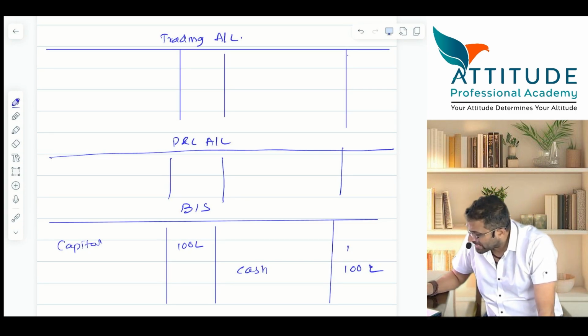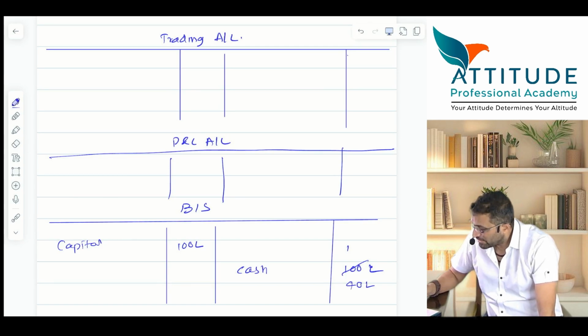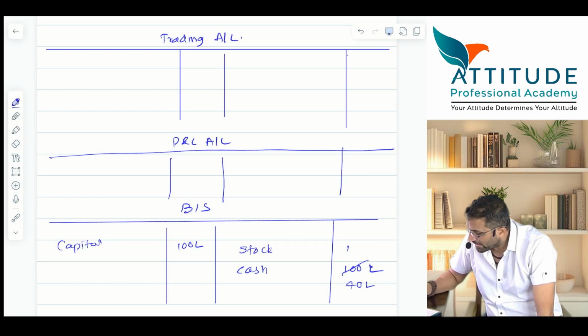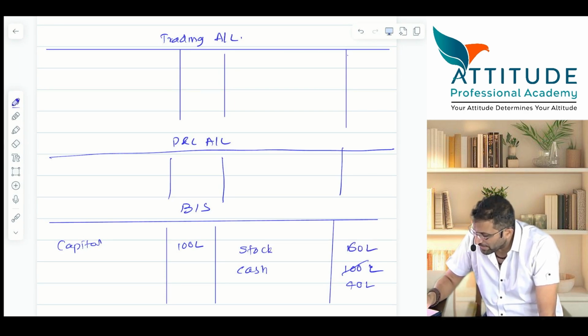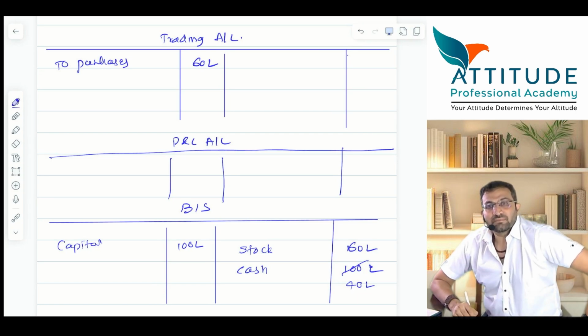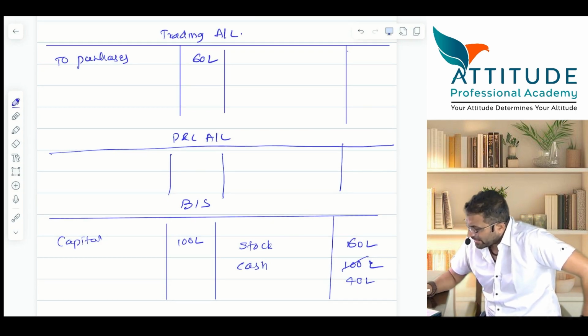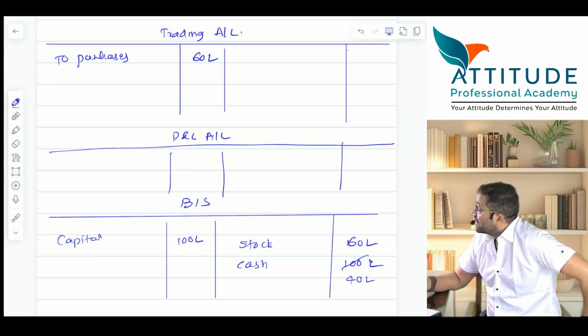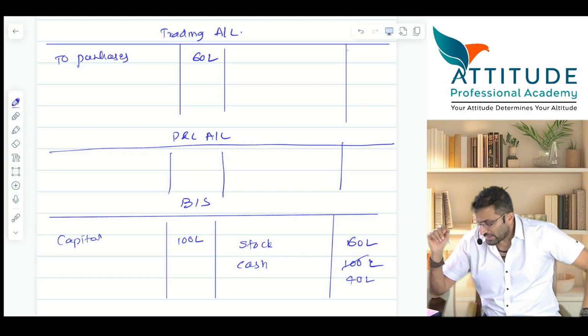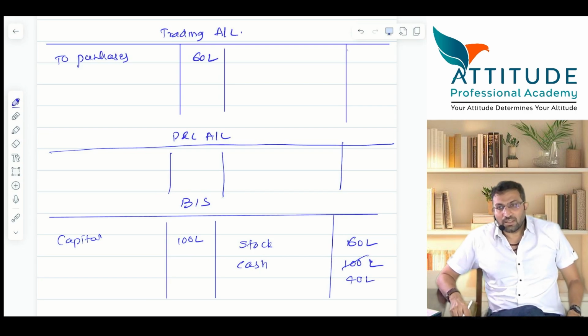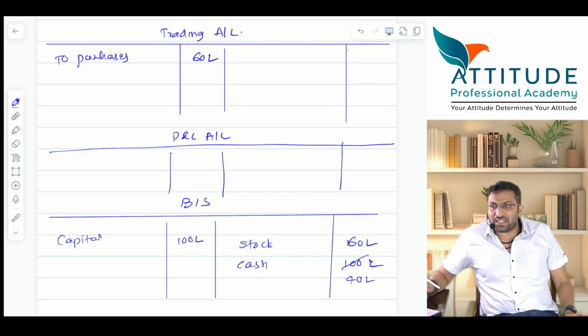Cash reduces. Now how much cash is left? 40 lakhs. Correct? Stock increases by how much? 60 lakhs. Balance sheet tallies. Yes or no? But these purchases will be reflected here. 100, 100 both the sides. But trading में दिखाना है ना. Okay. Means everything hits your balance sheet only.